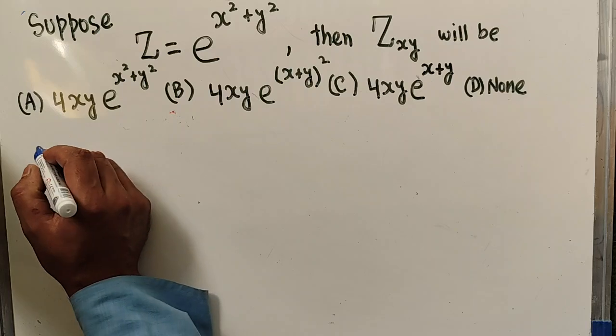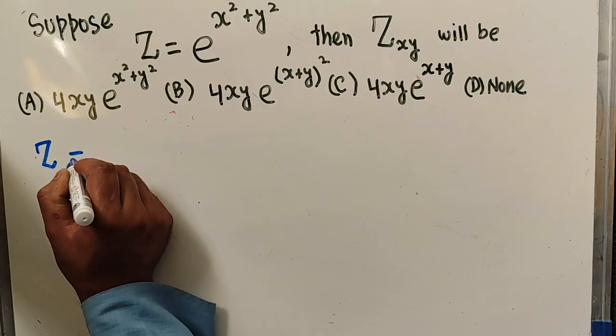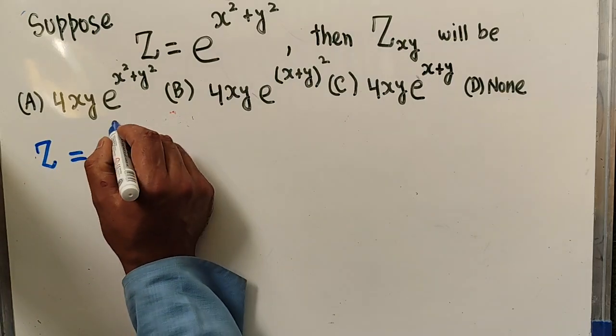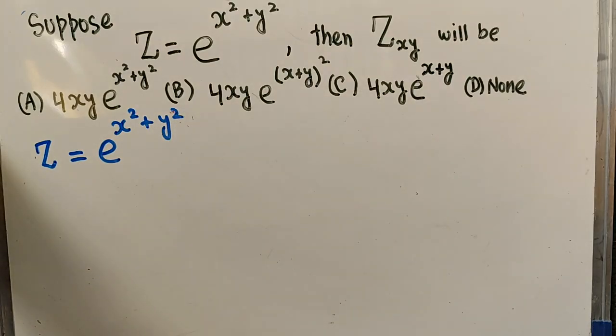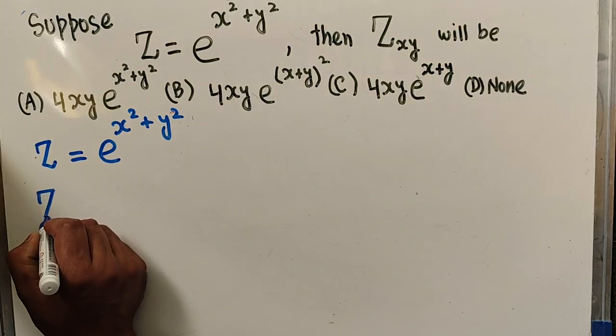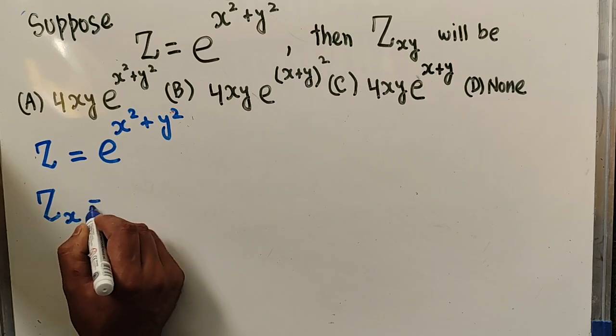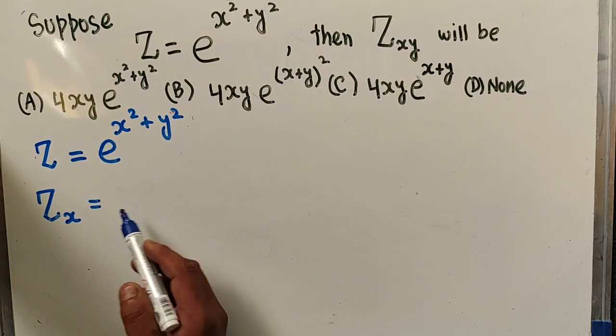Okay, so what we are being given, z is equal to the exponential function e raised to the power x square plus y square. That means first we need to find out z subscript x, that is the derivative of this function partially with respect to x.